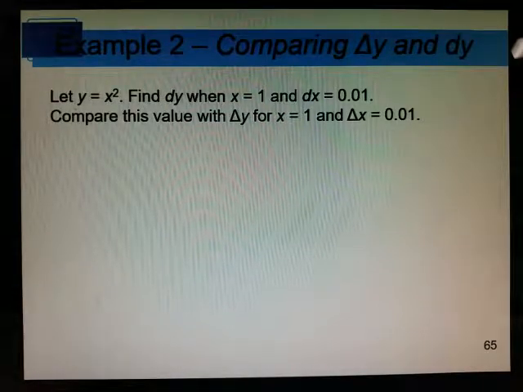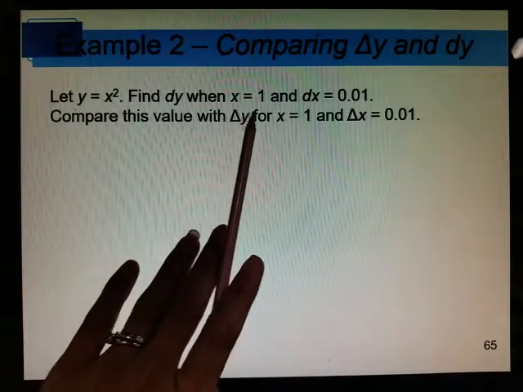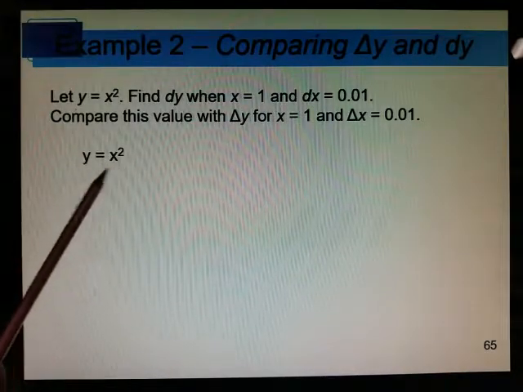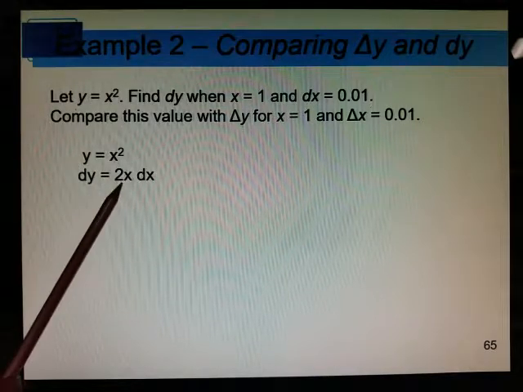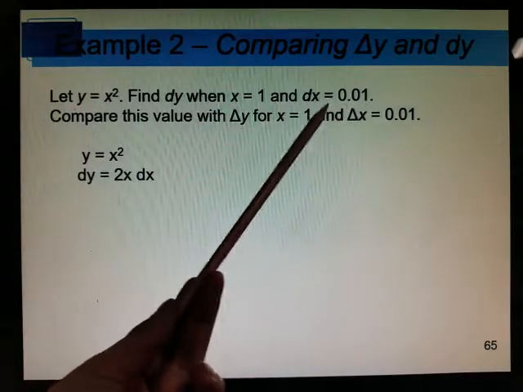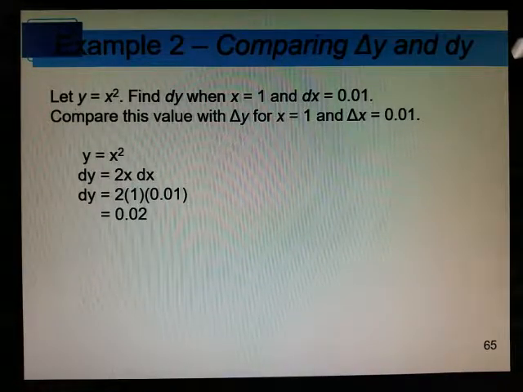Now we're supposed to compare a delta y with a dy. So first it says let y equals x squared. Find dy when x equals 1 and dx is 0.01. So here's y equals x squared. Do the differential. So it's 2x dx. So plug in x is 1, plug in dx is 0.01, and my dy would equal 200ths.